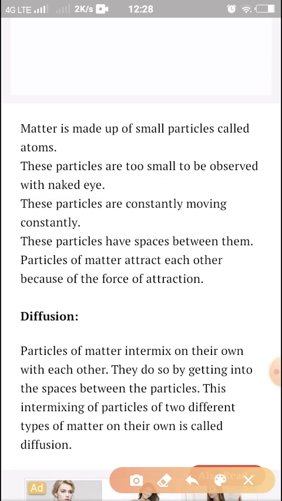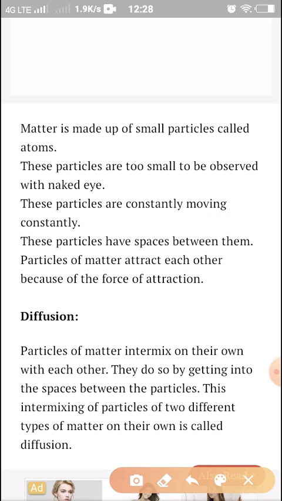Our next point is that these particles are constantly moving. If you look at your table, do you see any of the particles inside your table moving? No, you can't, because they're small. You can't see that atoms are also moving. You can't observe them, right? Because they're too small. You have to look into a microscope and then look at the table.